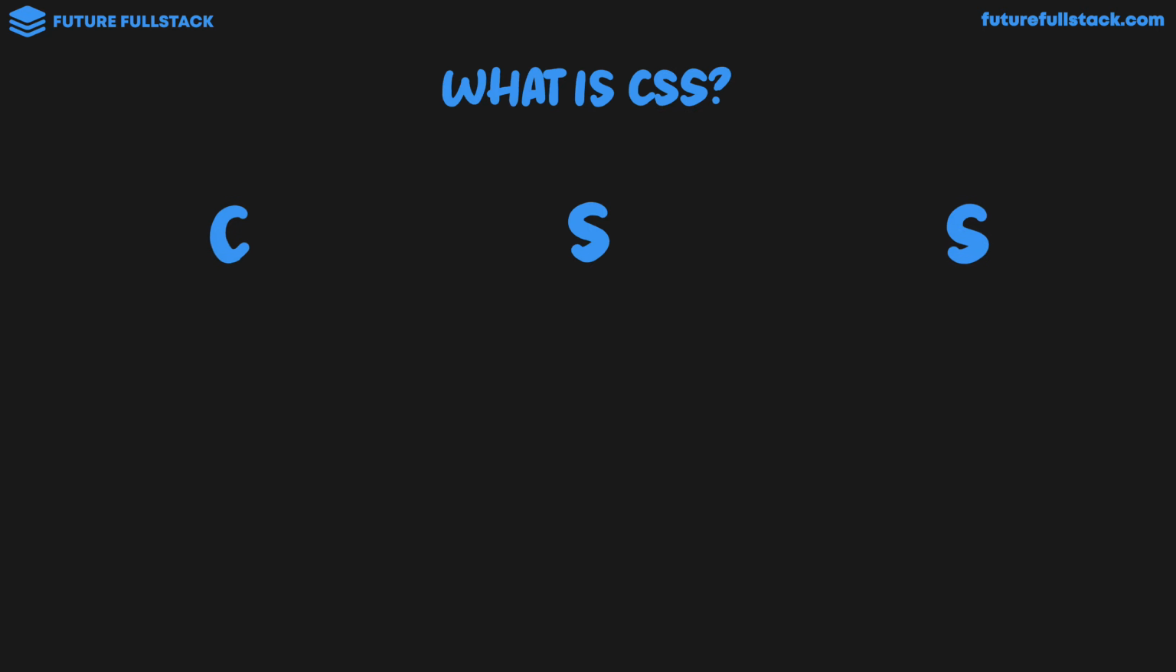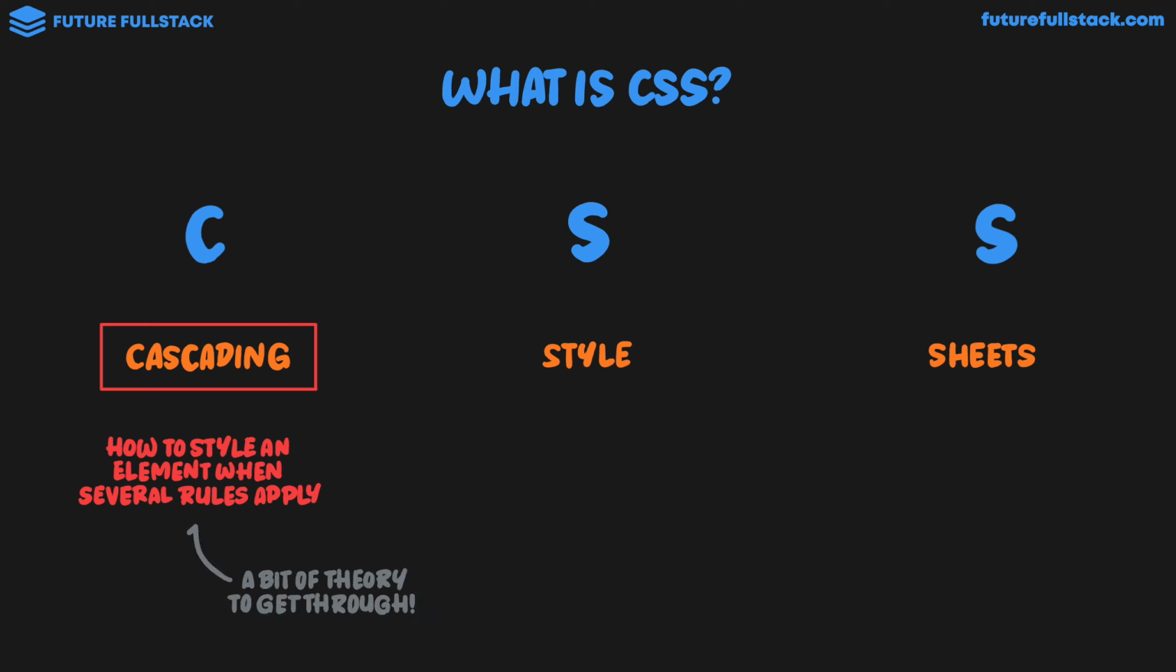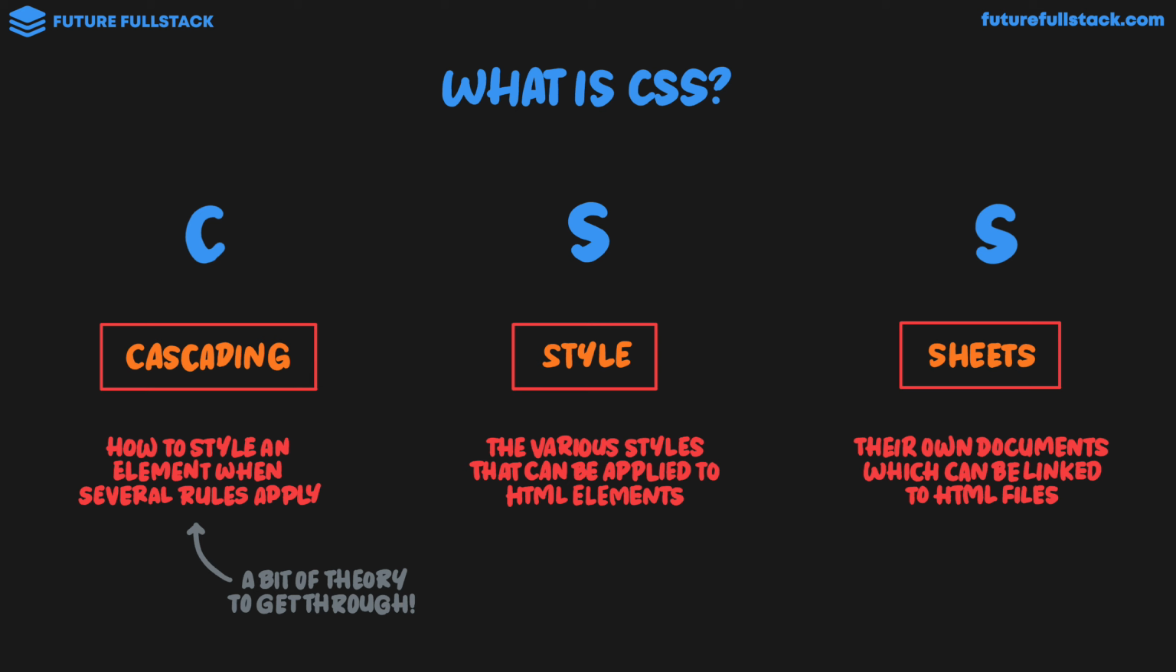CSS stands for Cascading Style Sheets. Cascading is how to style an element when several rules apply. There's a bit of theory to get through to fully understand what this means, which we'll be looking at in a later topic. Style is about the various styles that can be applied to HTML elements. And finally, we have sheets that refer to their own documents which can be linked to HTML files.